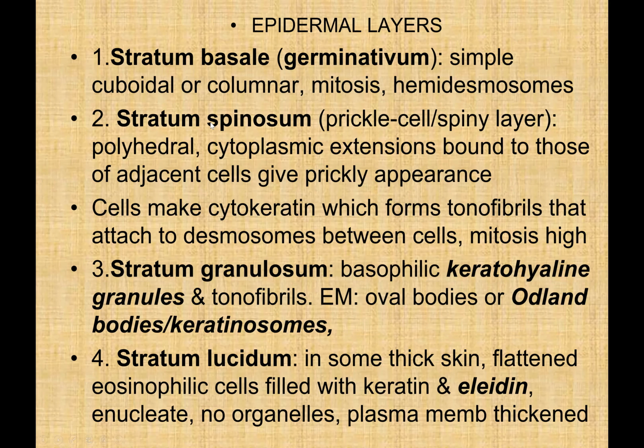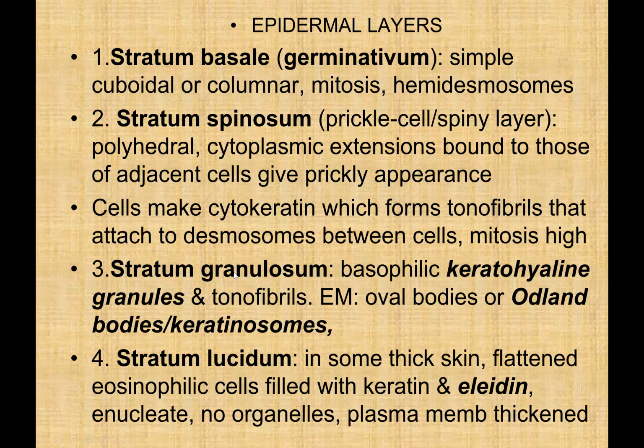The second layer from that is the spiny layer or the prickle cell layer. The cells here are mostly polyhedral, and then they have cytoplasmic extensions. That is why we call it the stratum spinosum. Now, one thing that you have here is that the cells will make the cytokeratin, which will form fibrils that attach to the desmosomes. And desmosomes are usually cell junctions between the cells.